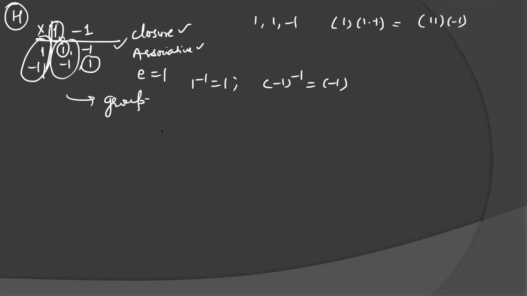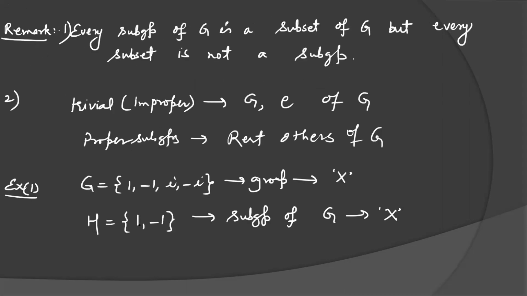It is satisfying the group properties under the same operation. See here, same operation. And most important point, all the elements of H are in G only, and it's not equal to G, and it's not identity because we have two elements here. Identity is always unique. It means H is a proper subgroup of G.